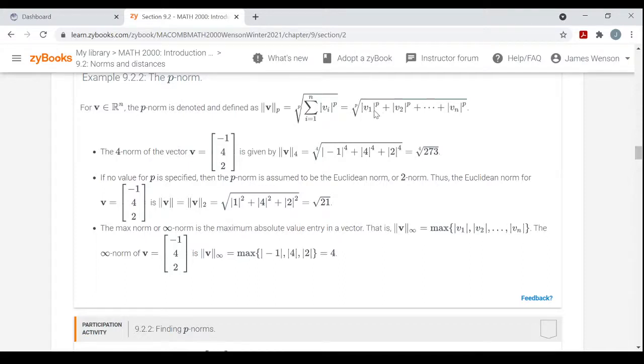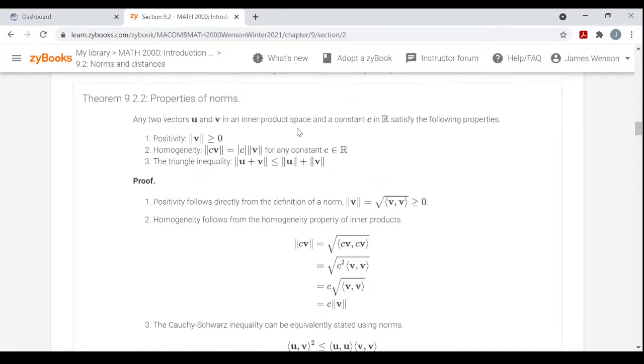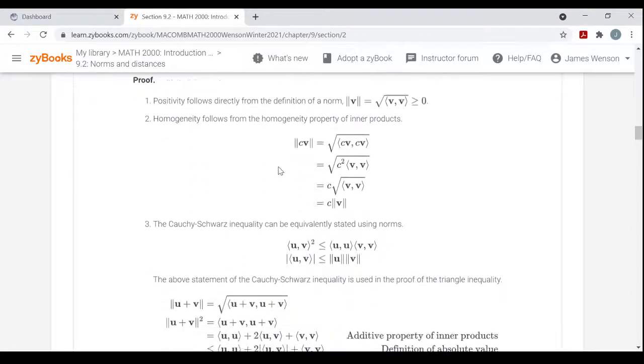And these p-norms do satisfy, and I'm not going to go into proving this, we're not going to worry about that right now, these three properties. You'll always end up with a non-negative norm when you take the p-norm. There's the homogeneity property where it holds. The triangle inequality holds for these norms.